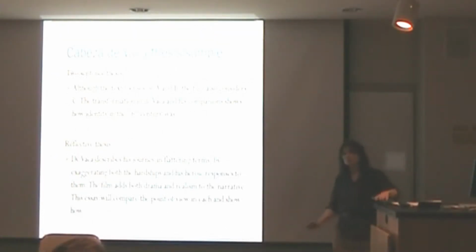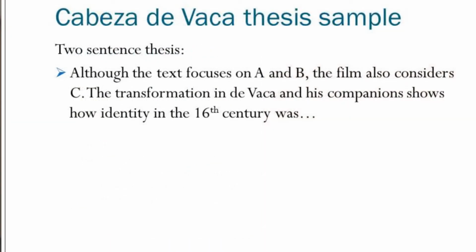Okay, now I want to look just for a moment at some possible theses that you could write for this paper of yours. But a lot of this is useful and can be transferred to other types of papers. So although the text focuses on A and B, or you could say A, B, and C, right? The film also considers this other thing. The transformation in Vaca and his companion shows how identity in the 16th century was. Right? Is this making sense in terms of how you would craft your thesis?